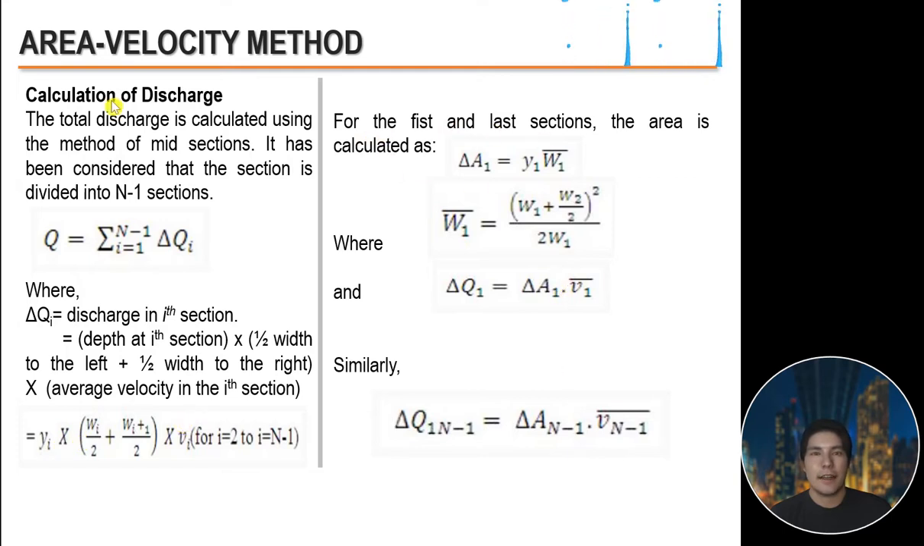So for the first and the last sections, the area is calculated as follows dito. So we have y1 minus yung average nung w1, where yung average in w1 is just w1 plus w2 divided by 2, squared over 2 w1. So now the q1 is equivalent nung area 1 times velocity 1 average.